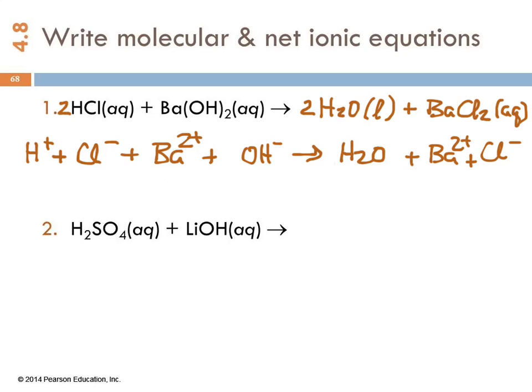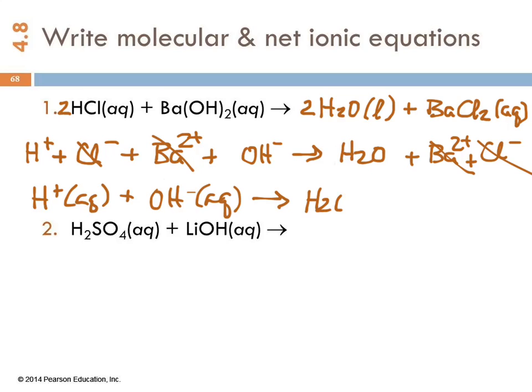Are there any things that appear the same on both sides? The barium and the chloride, right? Over here we have a barium, and there we've got a barium. Those are spectators. Over here we have a chloride and a chloride. And what's left? That's what the net ionic equation is. What's left is a hydrogen ion and a hydroxide ion making water. This is the net ionic equation for all acid-base reactions in aqueous solution.